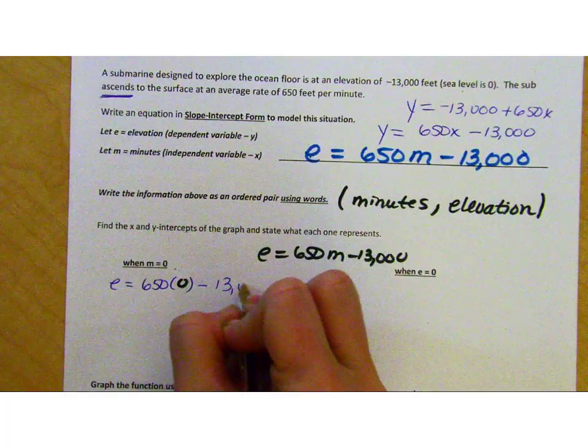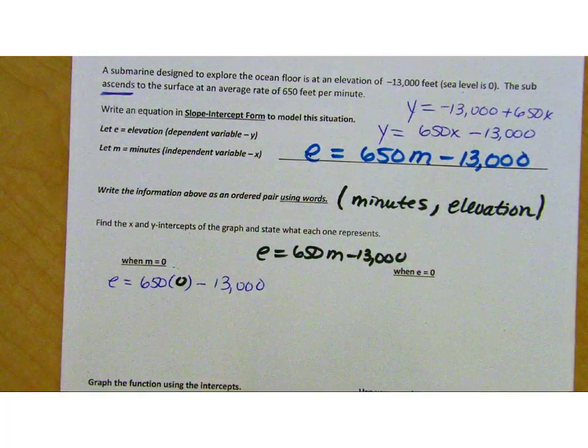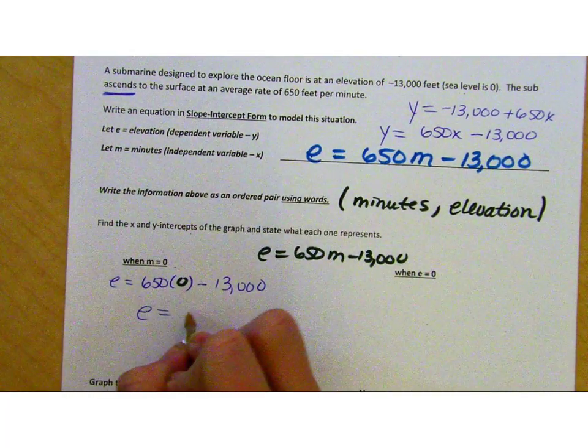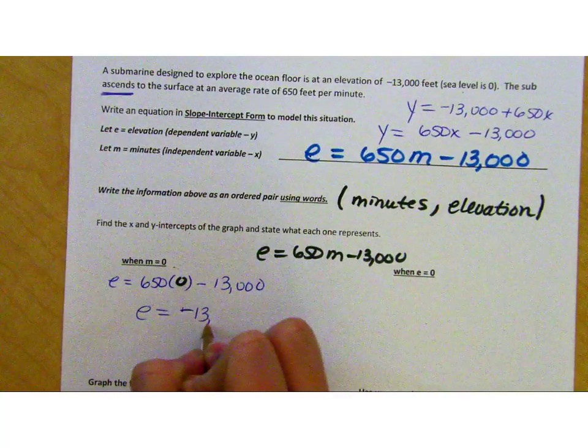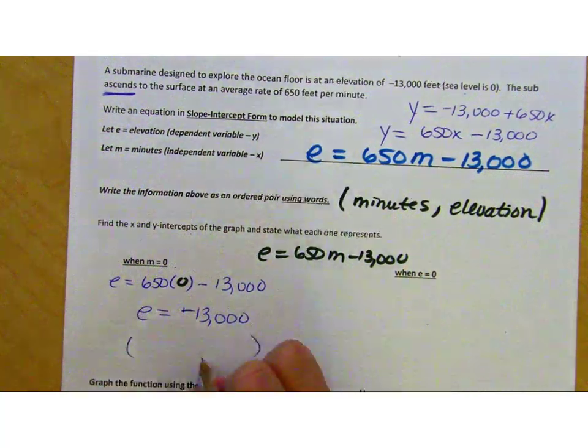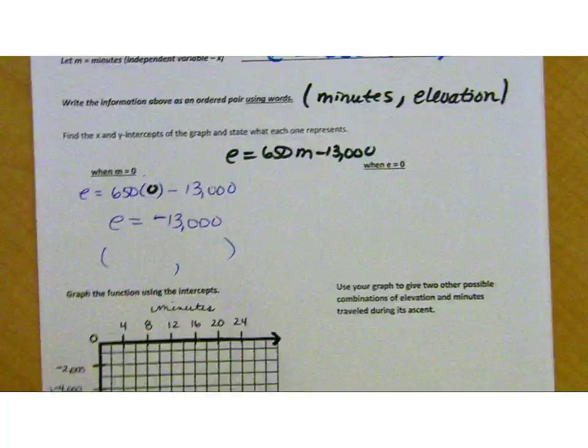My E intercept is negative 13,000, which means what is my ordered pair?